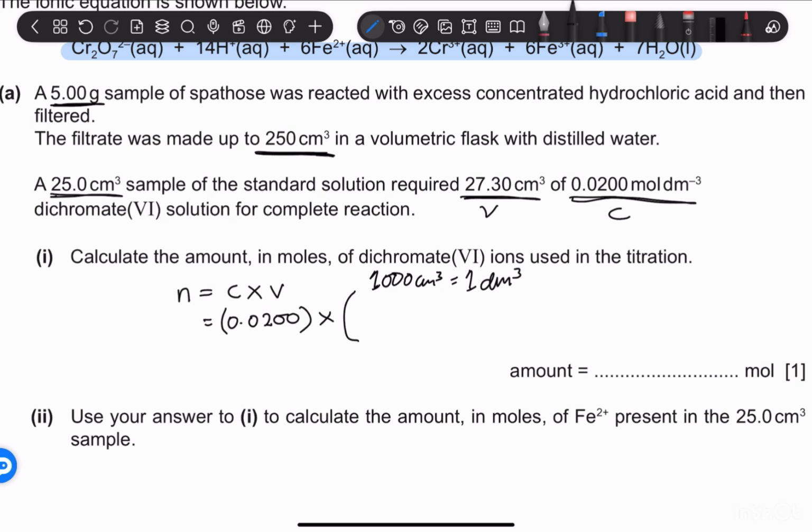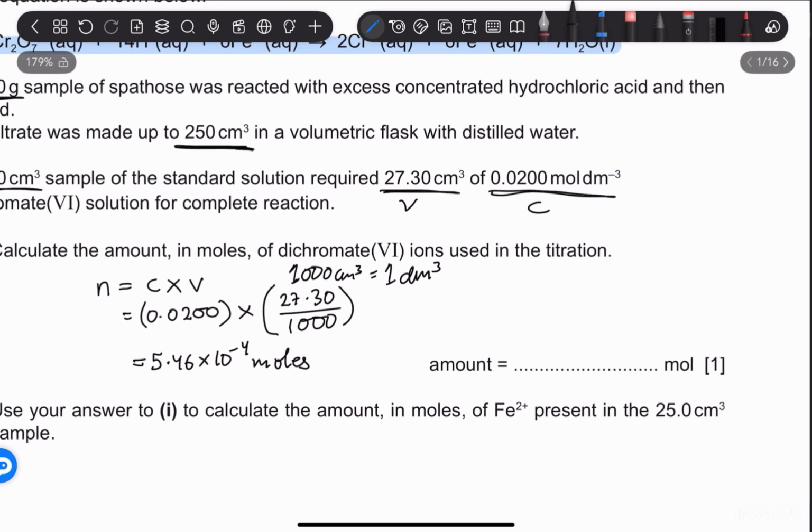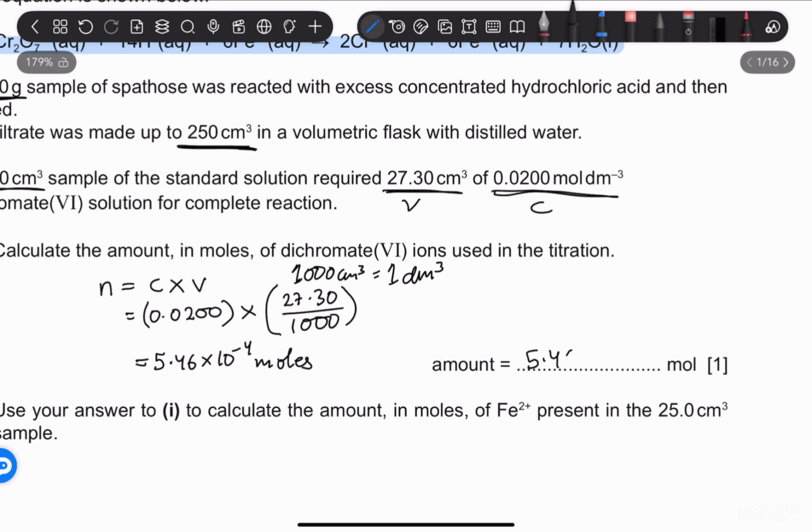So 27.30, we're just going to divide it by 1000. This should give us our moles, and what we get is 5.46 times 10 to the power minus 4 moles. That is what we're going to write here.